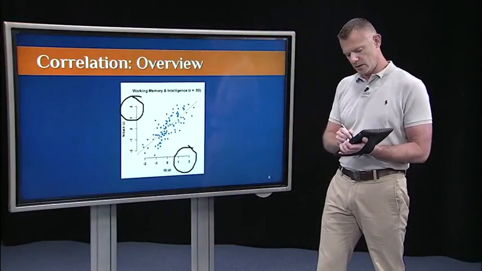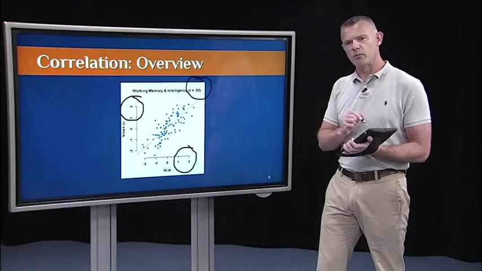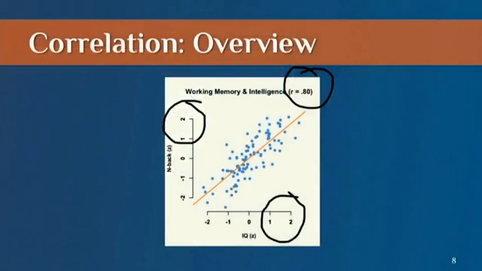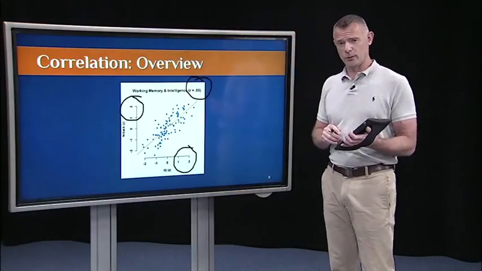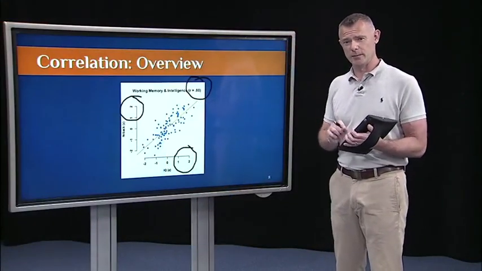If you see up here, little r is 0.8. In the next segment, I'll show you how to calculate that little r, but just for now, know that that's a really high correlation coefficient. It's actually rare that we see them that high.